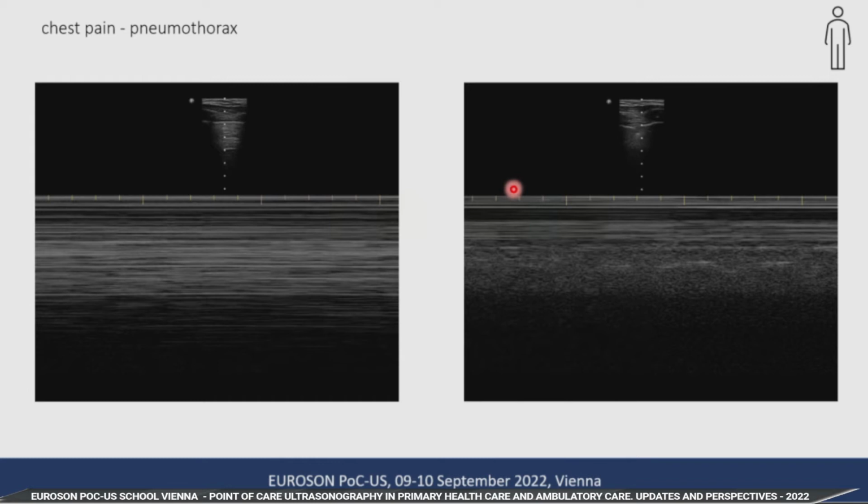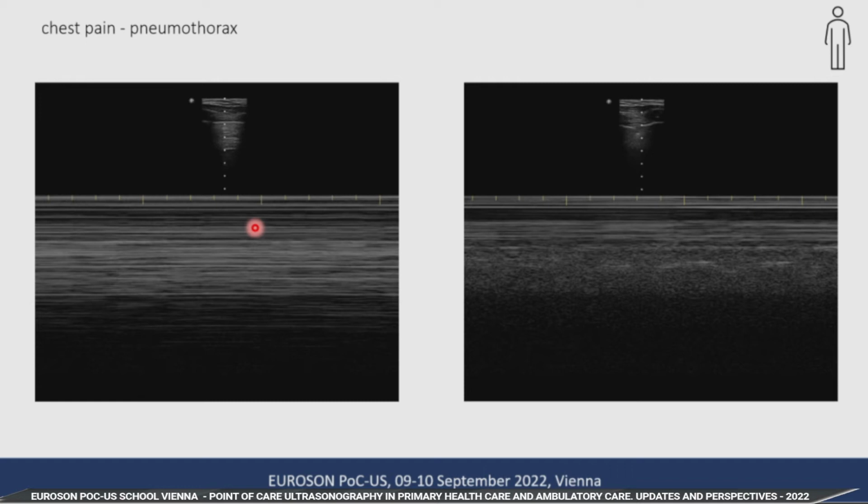Sometimes it's not so easy. This is a man who came to me and said he was shaving himself and he suddenly felt a pain in the chest on the right-hand side. So we couldn't actually find the lung point, but we could find a difference between a seashore sign or a barcode sign or a stratosphere sign on the left-hand side, and it's also pneumothorax.